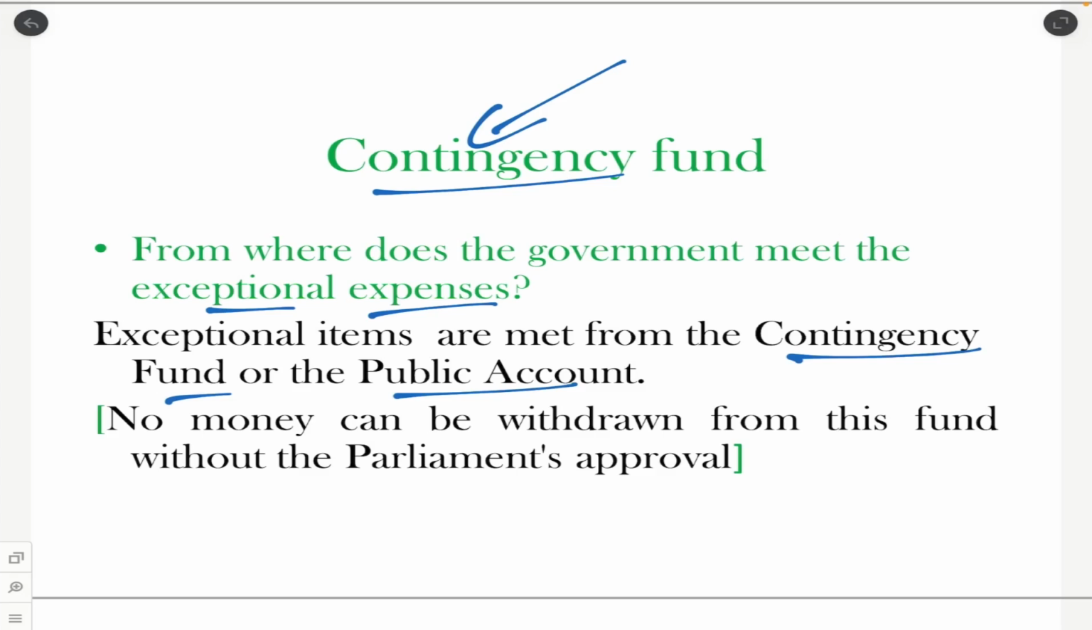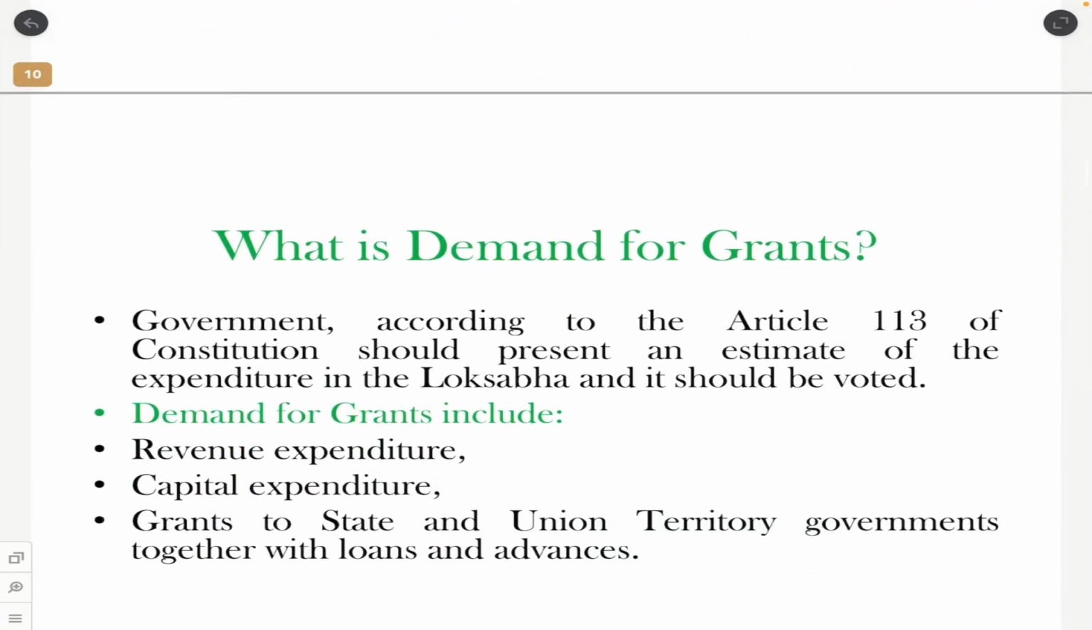No money can be withdrawn from the fund without Parliament's approval. But to meet such exceptional expenses, we can take the money either from the contingency fund or from the public account, but Parliament's approval is required for it.